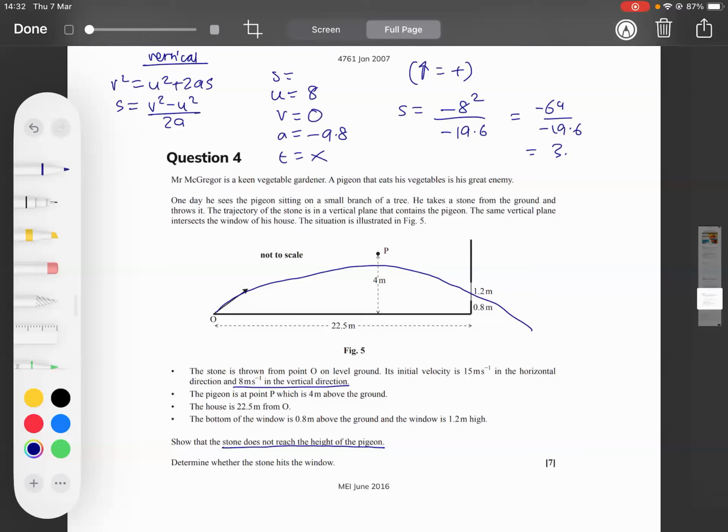Can you double check? It's 3.265. Yep. 3.265 is less than 4, so it doesn't reach the height of the pigeon. The alternative method is not to put this as 0, instead put this as 4 and work out the discriminant and show that there's no solutions, but that's a bit more confusing.